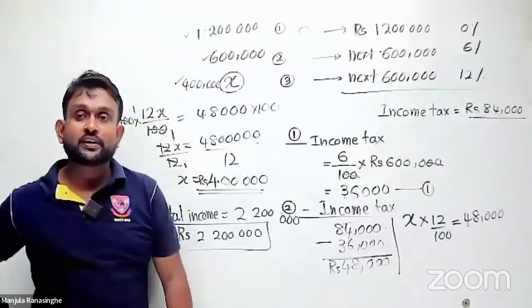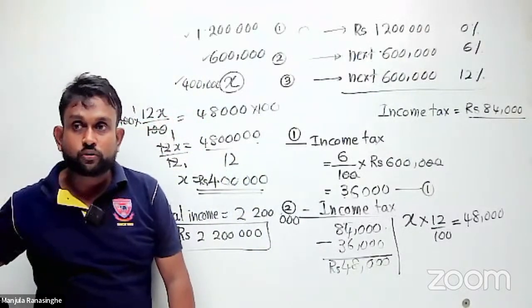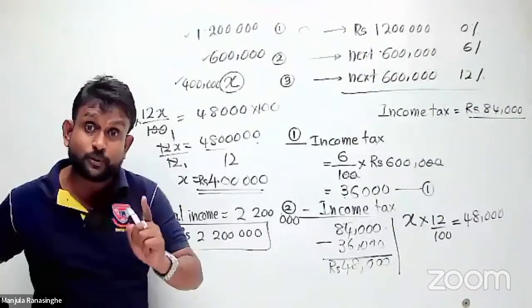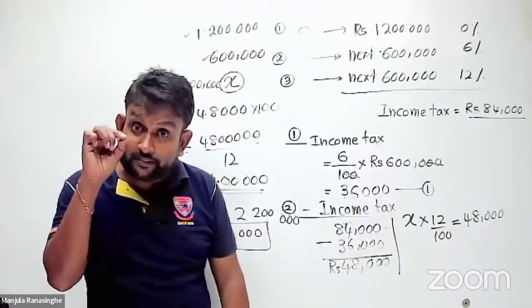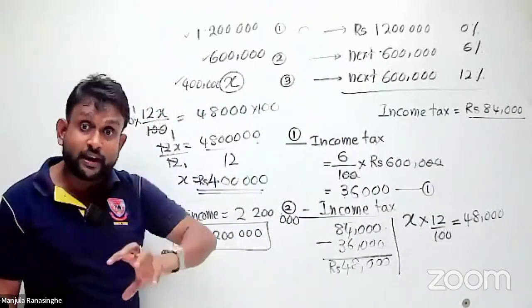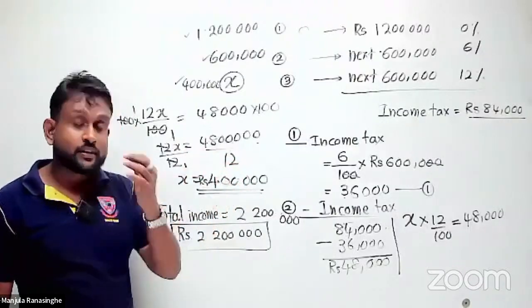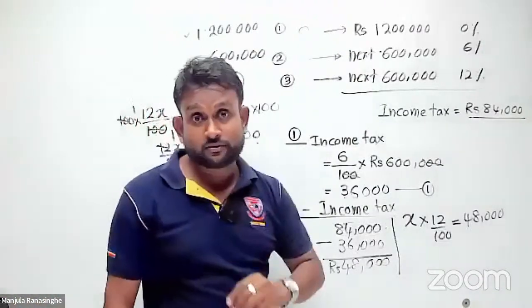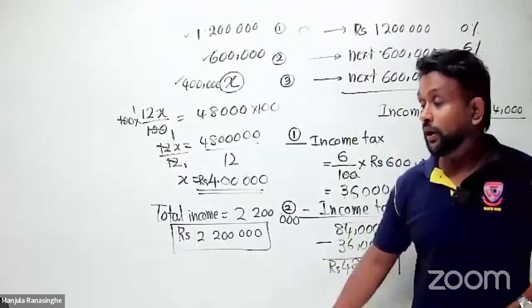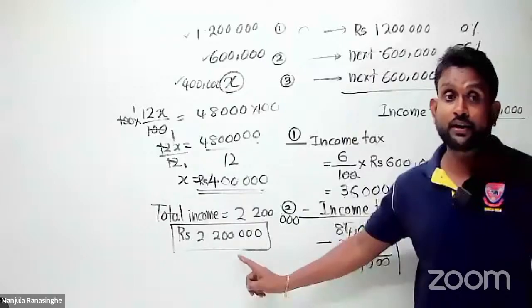Understand this very clearly, because in most of the papers we have seen students fail when the income tax is given and the taxable income is asked. Income tax given and income asked. Hands up those who understood and got the answer. The answer is 2,200,000 rupees. This is the final answer.